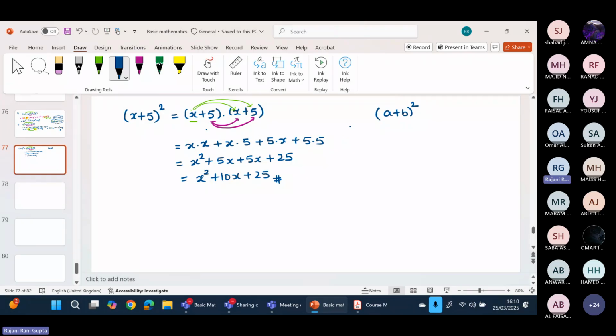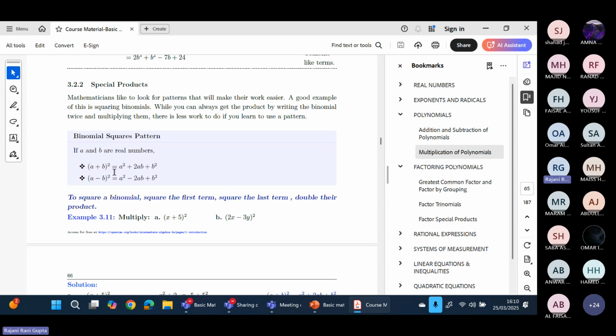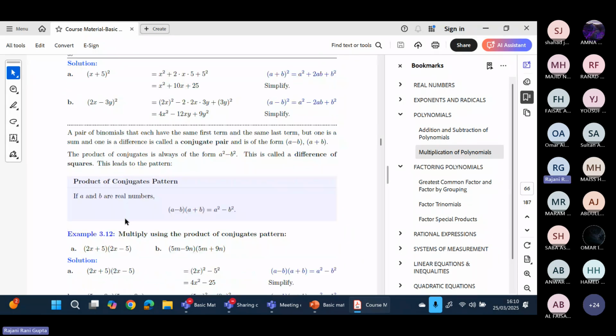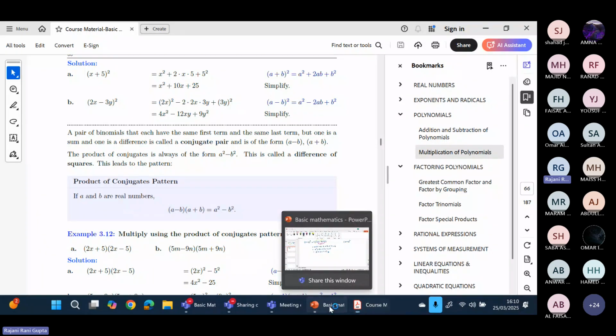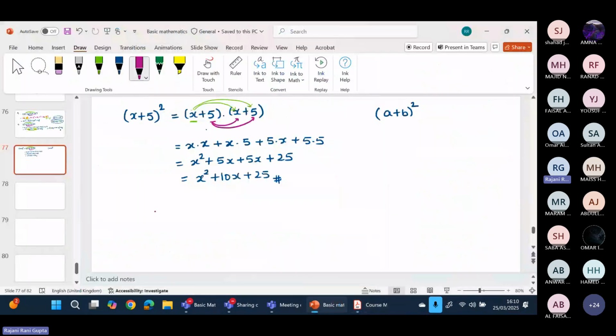Okay. Another thing that we did in rationalization, this product, the conjugate pattern. Remember, we did conjugate in rationalization. So what it says is that if you have a minus b and a plus b, same numbers a and b. If it is a, it should be a. If it is b, it should be b. The only difference should be in the sign. Then you can write it as first term power 2 minus second term power 2.